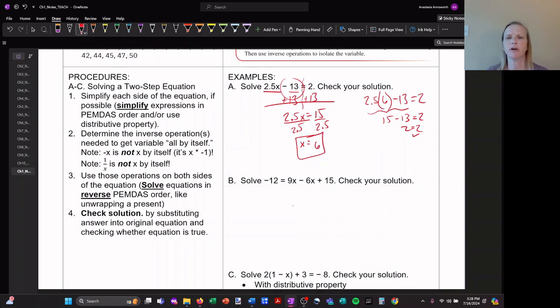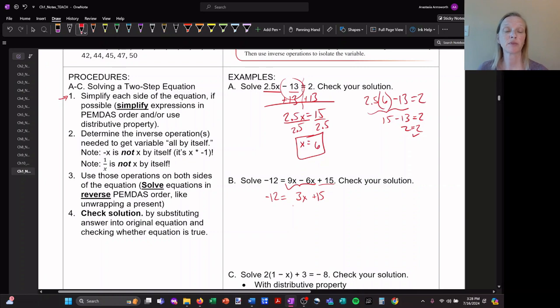Let's do another example. Negative 12 equals 9x minus 6x plus 15. In this example, if you look at step 1, I'm supposed to simplify each side of the equation if I can. And this time there is some simplifying I can do. 9x and 6x are like terms, so I can carry out that subtraction problem. 9x minus 6x is 3x. I still have the plus 15. I need to carry that down. And that all equals negative 12. This is now as simplified as it can be.